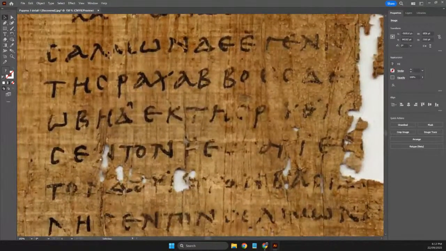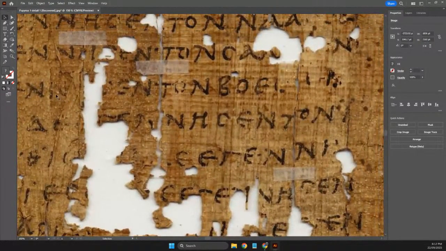Okay, we'll go to the next line. And so it says salmon there again, and we would just assume that it says again nesen, ton, and this is Boyce.